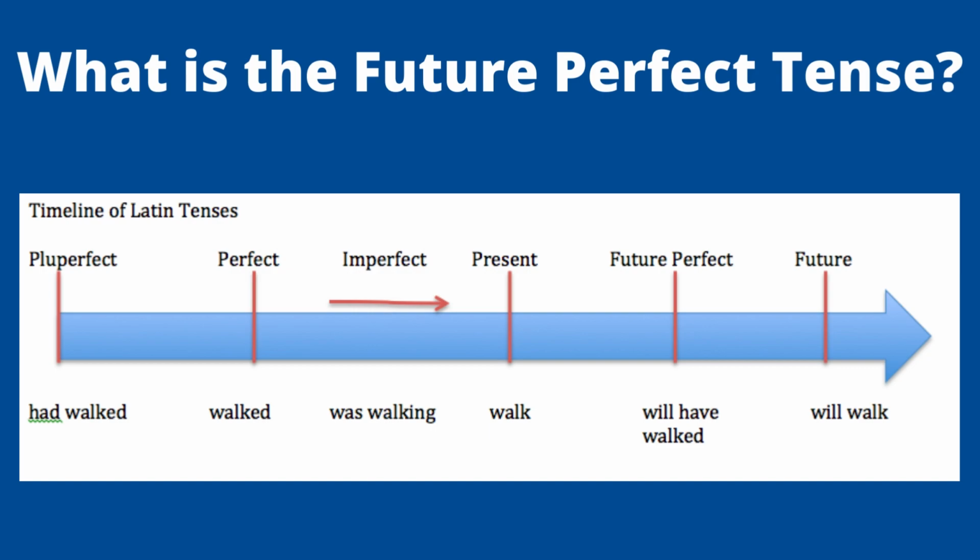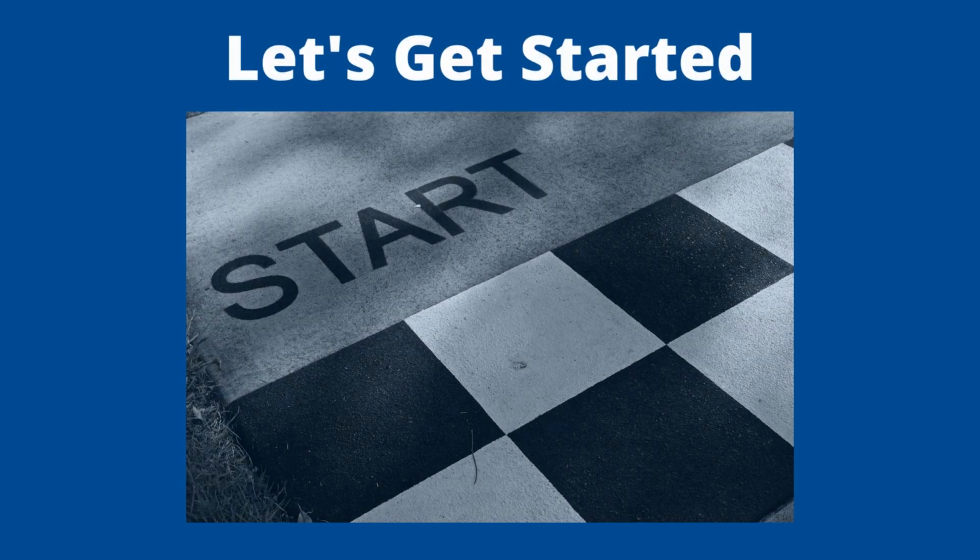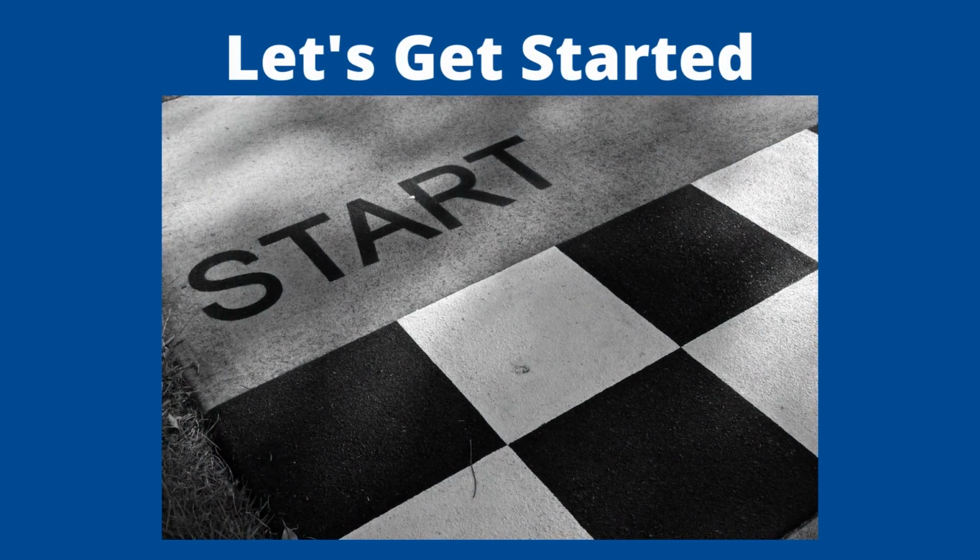The future perfect is about showing an action that happens before another in the future. If you see it here, it's right in between present and future. That's where we find future perfect. And you translate it as I will have done something. That's what we're going to dive into in this video. What is it? How do we use it? And really, what does it mean? Okay, so now that we have that background, let's get started.